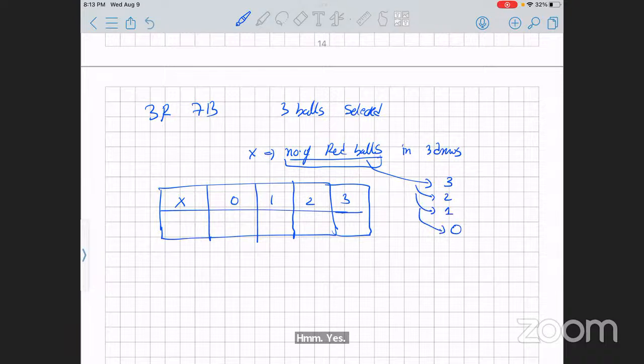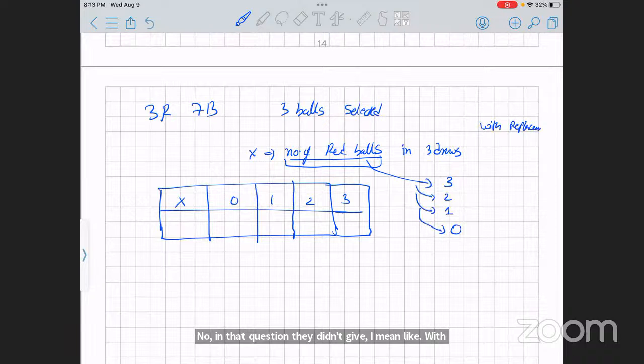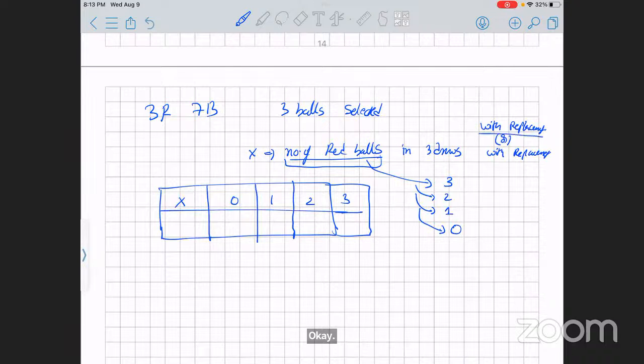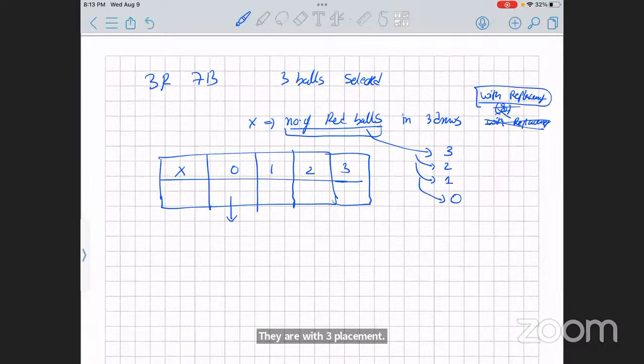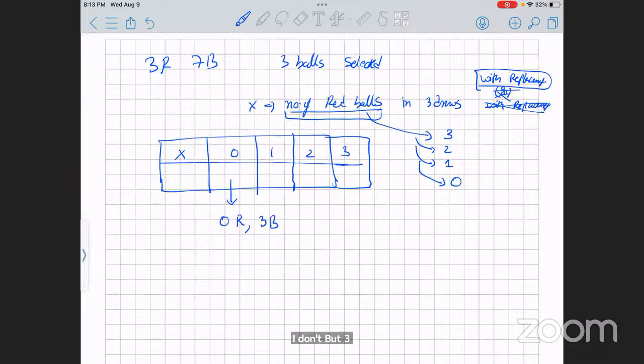Now in that question they didn't give whether it is with replacement or without replacement. Sorry, they gave with replacement. First, look, 0 red balls but 3 blue balls. Listen to this carefully. So selecting 3 blue balls means 7C3. Agree?